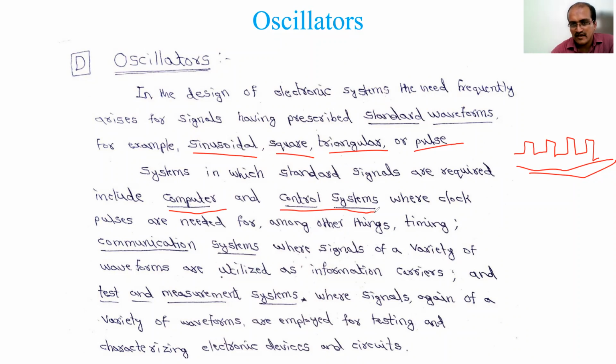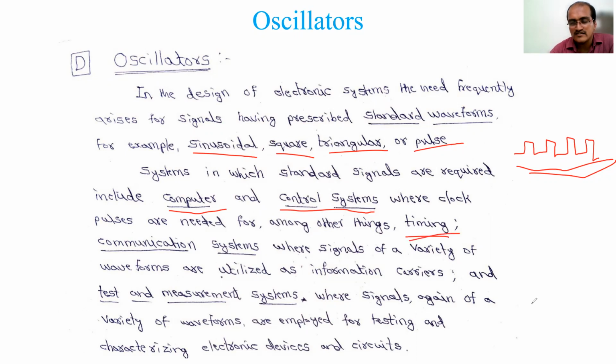Even now, while studying the time response of first order and second order systems, we are using standard signals, the square or standard step input, and sinusoidal signals are also used. These are the two applications where clock pulses are needed, among many other things, for timing purposes in control systems and computers.